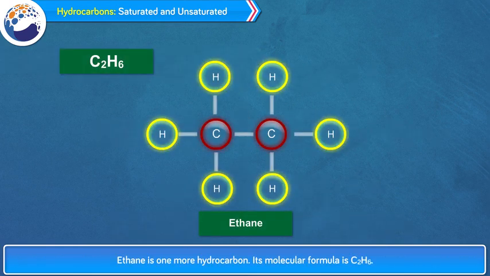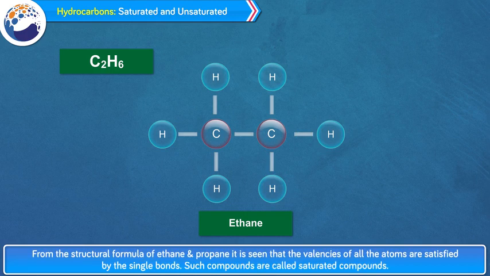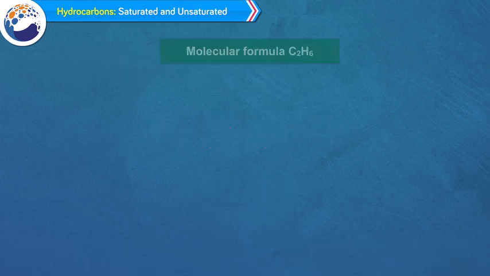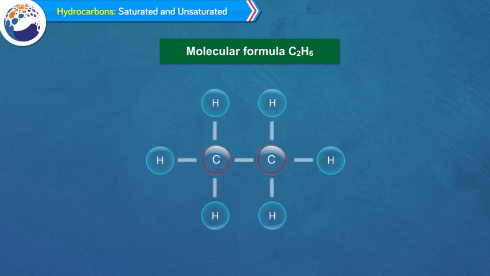Ethane is one more hydrocarbon. Its molecular formula is C2H6. Let us together write the structure of ethane. Ethane, molecular formula C2H6. Step 1. Join the 2 carbon atoms with a single bond, C-C. Step 2. Use the 6 hydrogen atoms in the molecular formula for filling the tetravalency of both the carbon atoms.